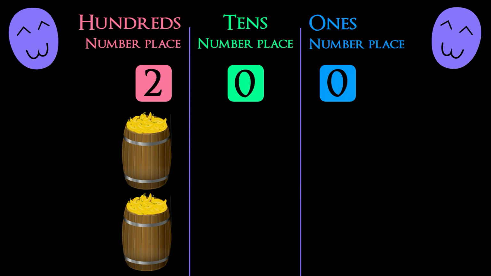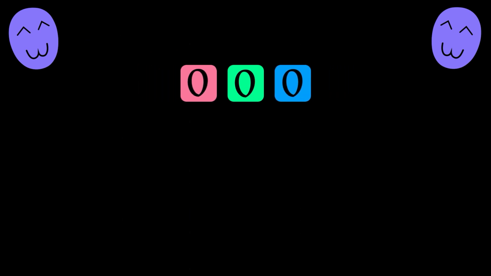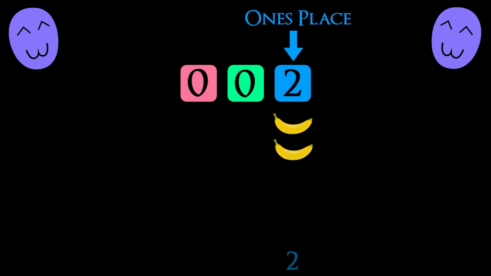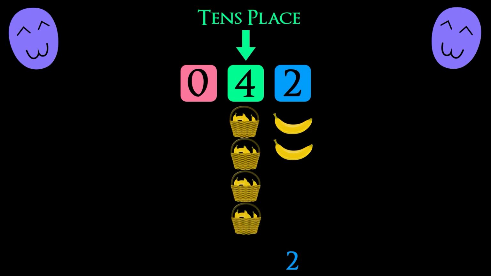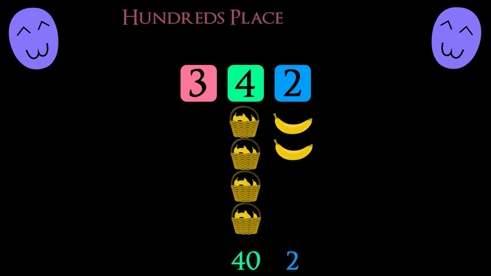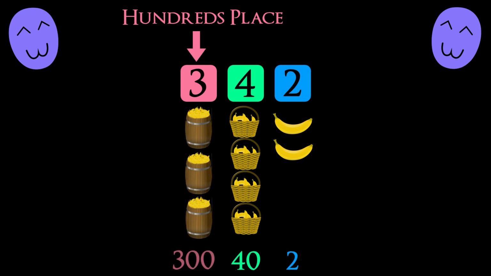It uses different number places to represent the different size groups we use to count. And the digits in each of those number places tell us the amount of each group we have. The digit in the ones place represents the amount of ones we have. The digit in the tens place tells us how many groups of 10 we have, and the digit in the hundreds place tells us how many groups of 100 we have.